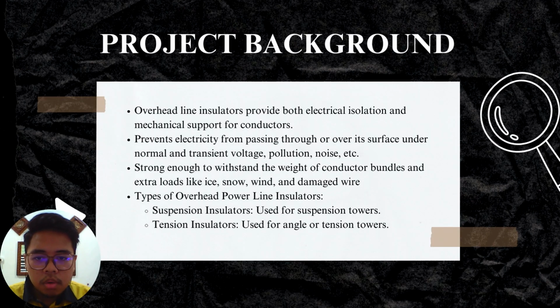So for the project background, overhead line insulators provide both electrical insulation and mechanical support for conductors, preventing electricity from passing through or over their surface under normal and transient voltage, pollution, noise, and others. They must be strong enough to withstand the weight of conductor bundles and extra loads like ice, snow, wind, and damaged wire. Typical overhead power line insulators are, first, suspension insulators, which are used for suspension towers, and second, tension insulators, which are used for angle or tension towers.